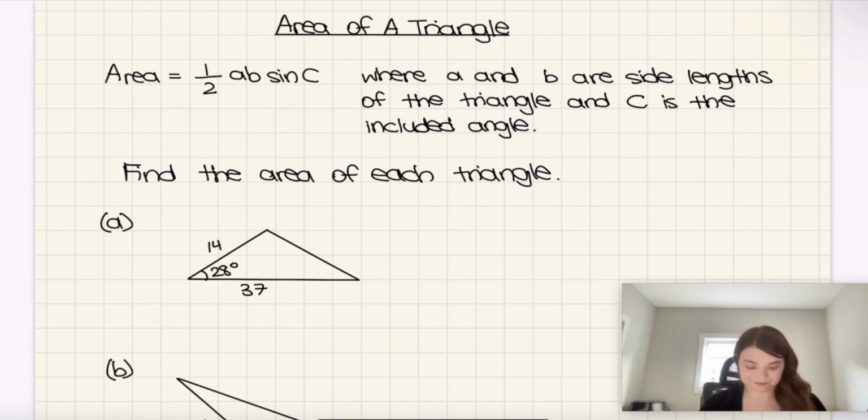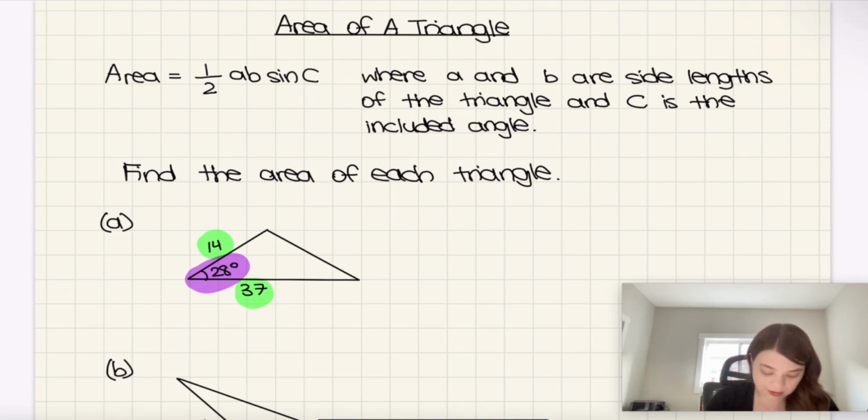So let's dive in. Okay, so for this first one, it looks like the values for A and B are 14 and 37, because those are the side lengths of the triangle. And then the included angle is 28. And keep in mind, this formula only works when it's the angle that's between them.